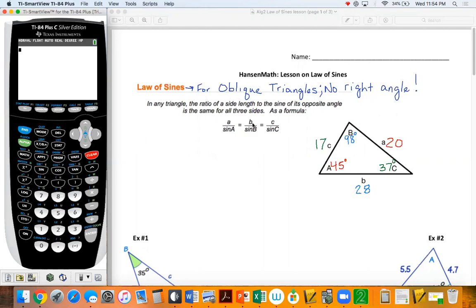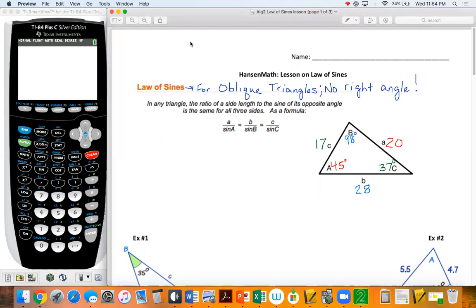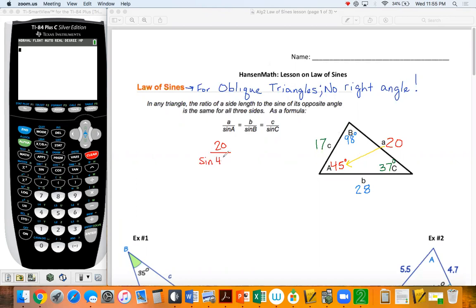And it works by proportional reasoning, which let me show you here. It works by a comparison of a side compared to the sine of the angle opposite. So if we look at A here, which is 20, its opposite angle is 45 degrees. Okay, so I could write a ratio of 20, which is the side length of little a, compares with the sine of 45 degrees. Little a is a side length opposite from angle capital A.